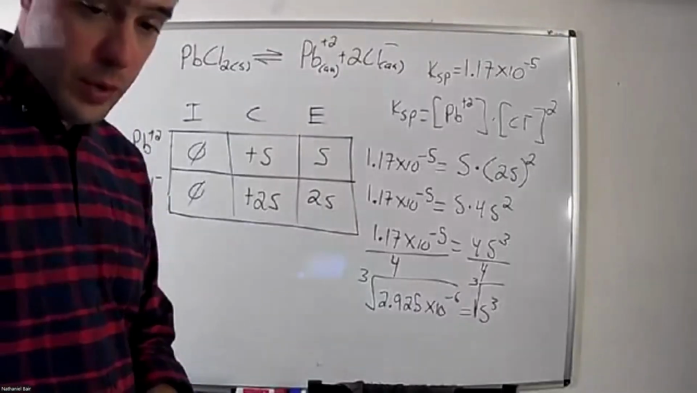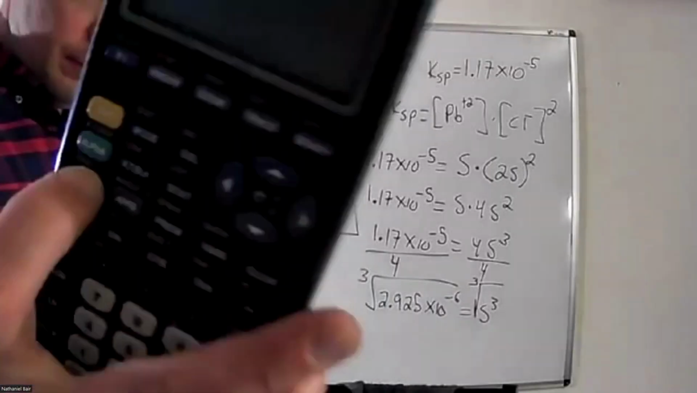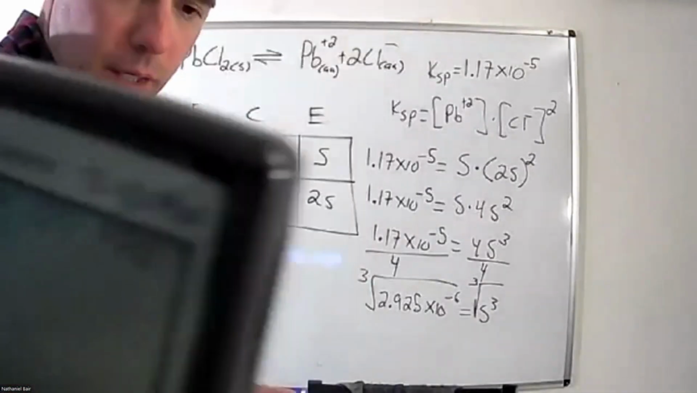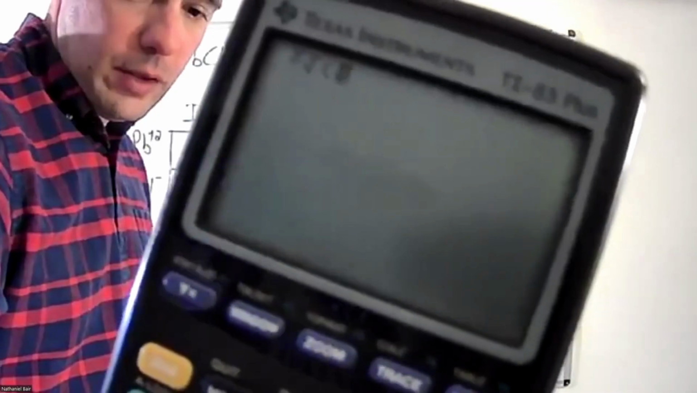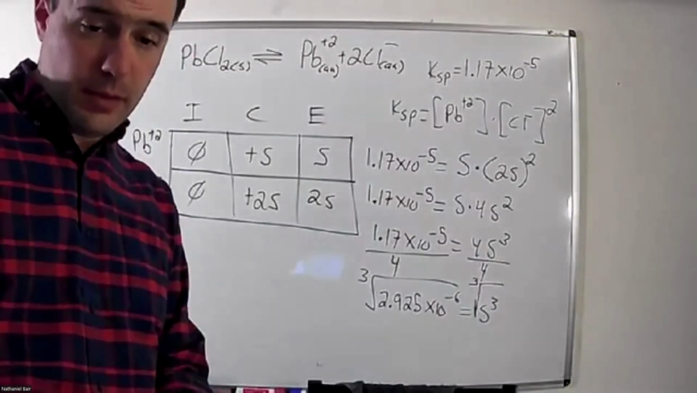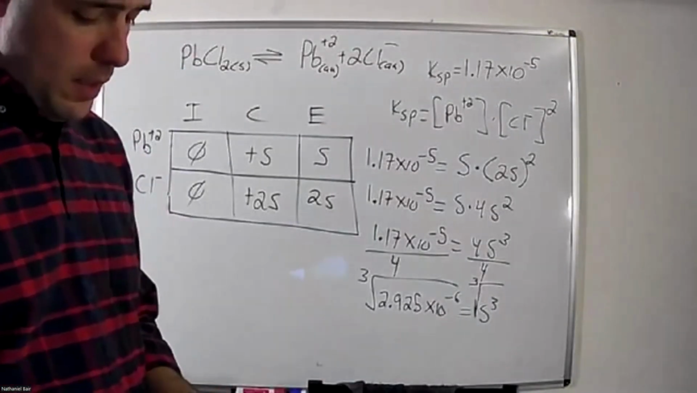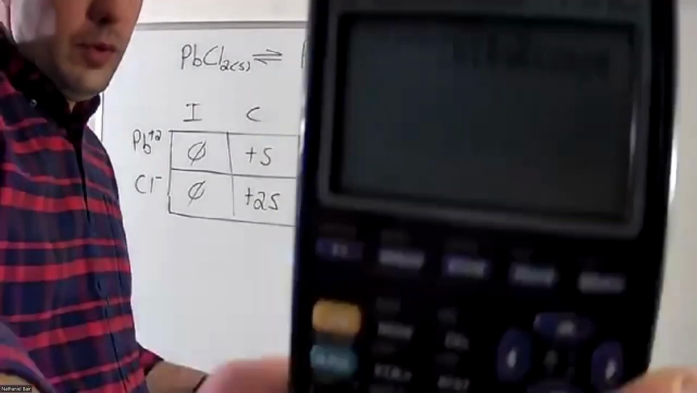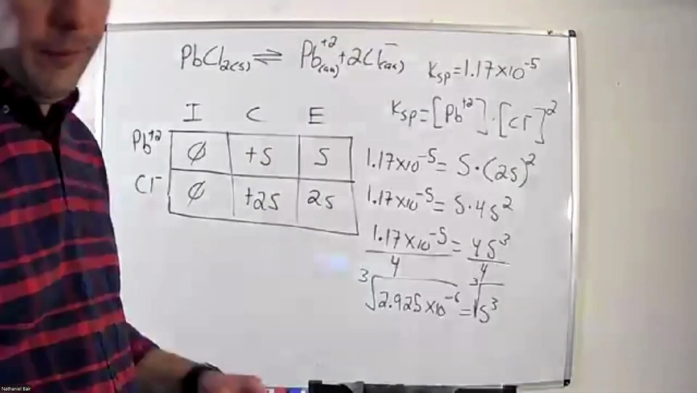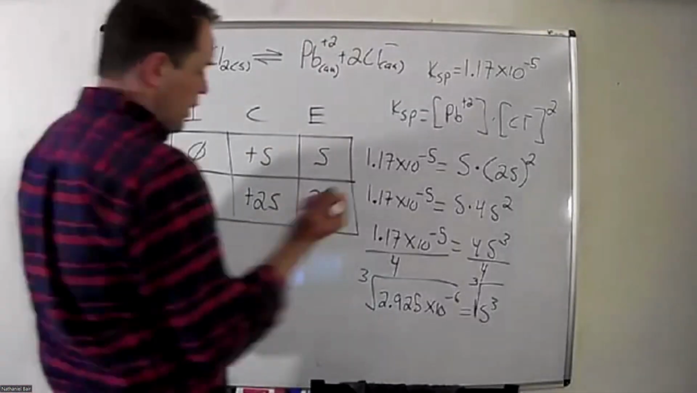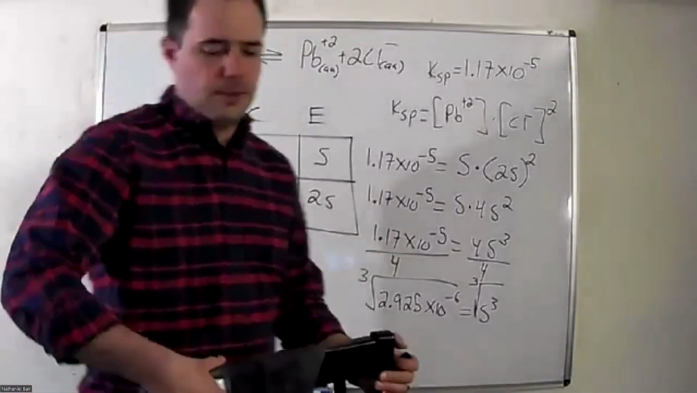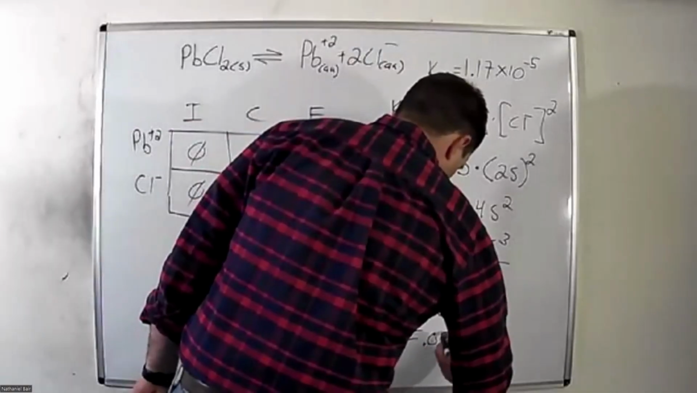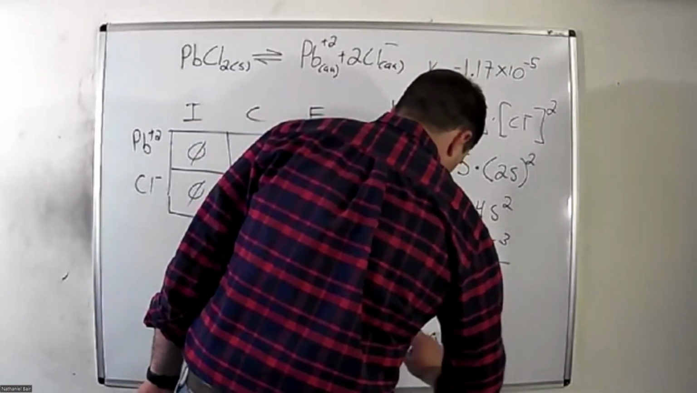Anyway, we don't need that. You use the cube root button. So math, and then you hit the 4 to get the cubed root, or you can type a 3 in and do the X root. You do you. Now we're going to type that in there. 2.925 e negative 6. The cubed root of that is 0.0143. So the solubility is 0.0143 molar.